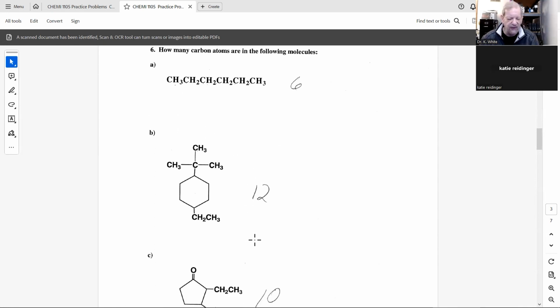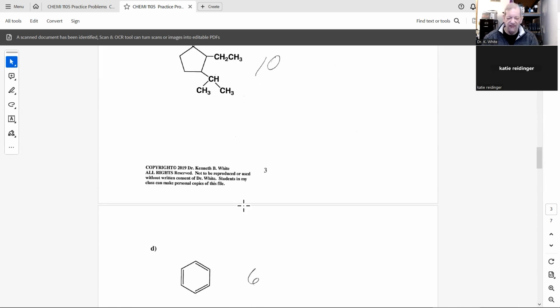Now let's look at B. What do I do? Oh no. Well, I count the carbons. This is 1, 2, 3, 4, 5, 6 here, but I have a ring. Each bend in a line is a carbon. So 1, 2, 3, 4, 5, 6. So 6 plus 6 is 12.